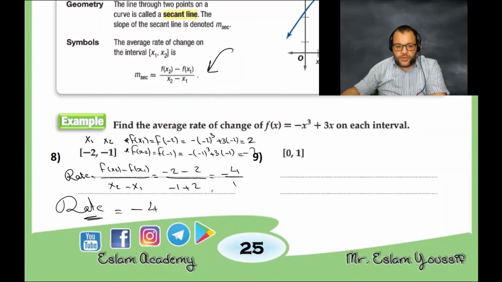Any problem for this one? The rate of change, that's only the rate of change.